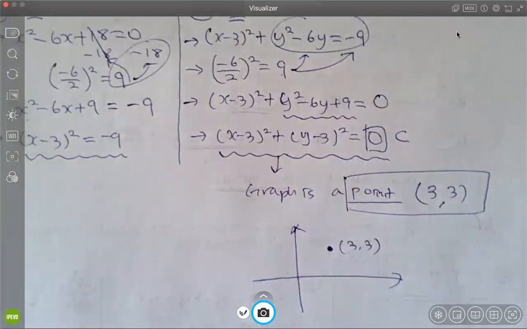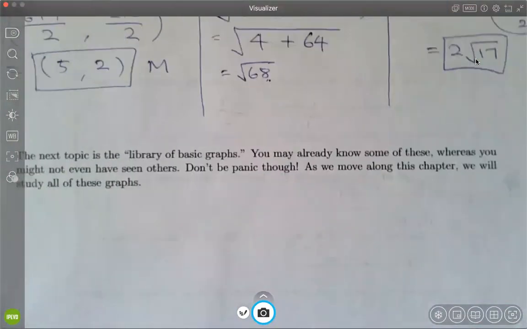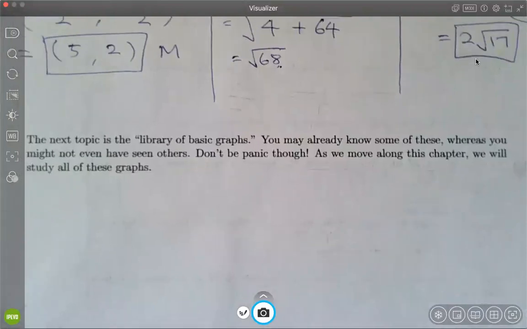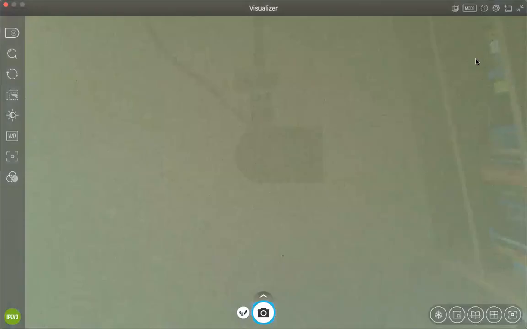Okay, so now let's go back to 2.1 and wrap up the second half of 2.1. So where was it? Okay, there we go. So the next thing that we will study in 2.1 is the library of basic graphs. Some of you may already know these graphs, but some of you may not, or maybe you just forgot. But these graphs will appear like 1,000 times in the future, so we will revisit many, many times. The graphs are on the next page, right here.